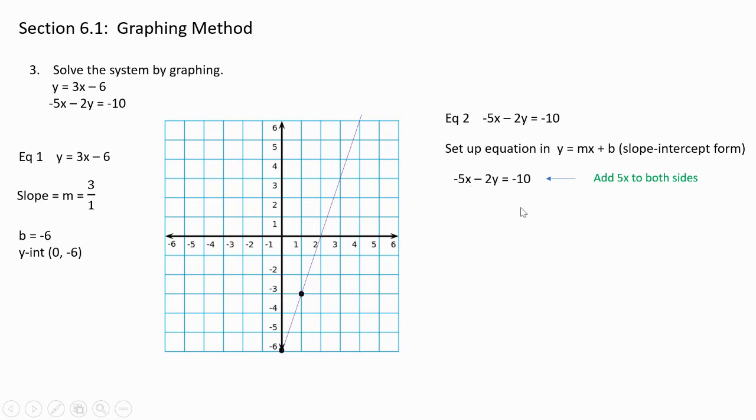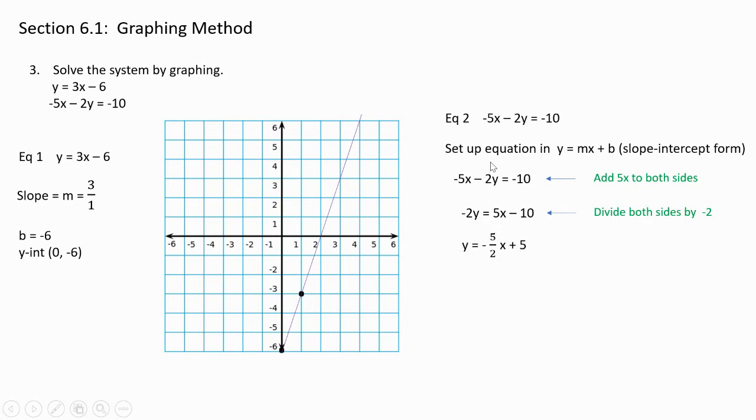Right? So we're going to add 5x to both sides. So it gives us negative 2y equals 5x minus 10. Then I'm going to divide both sides by negative 2. That will give us y equals negative 5 over 2 x plus 5, because negative 2 divided by negative 2 will give us a y. 5 divided by negative 2 will give us negative 5 over 2 x. And negative 10 divided by negative 2 will give us positive 5.